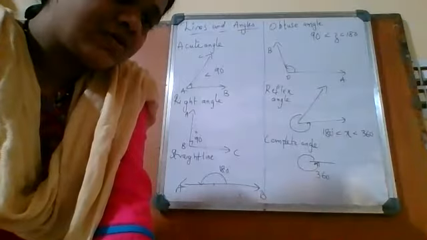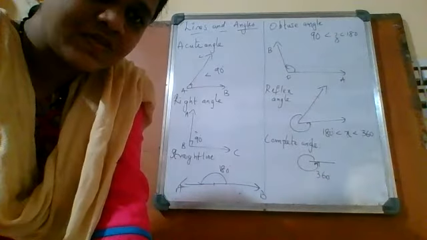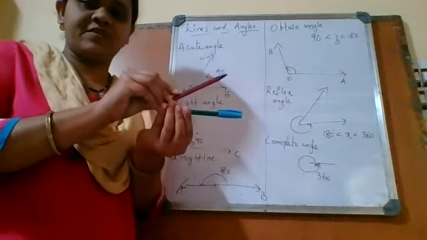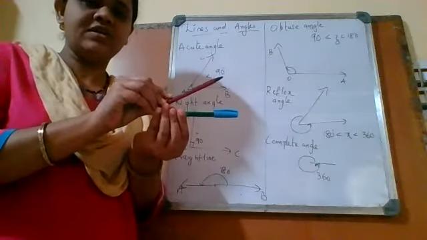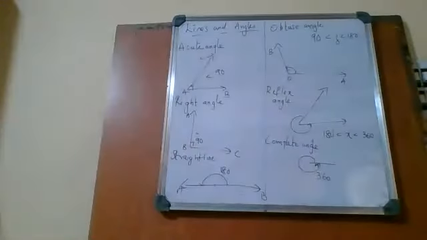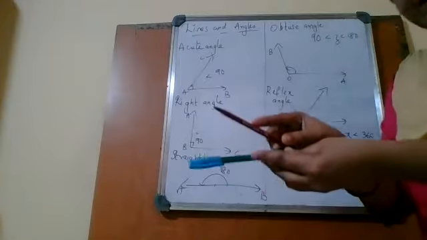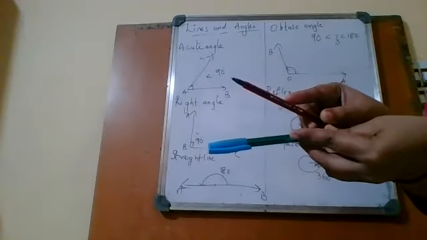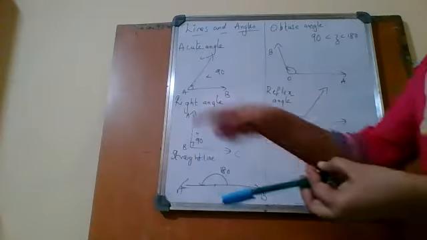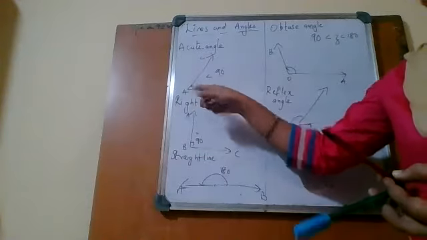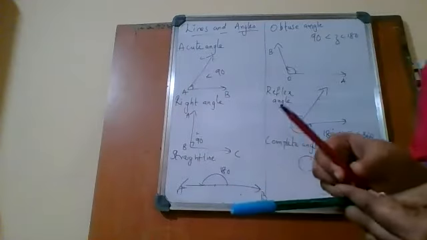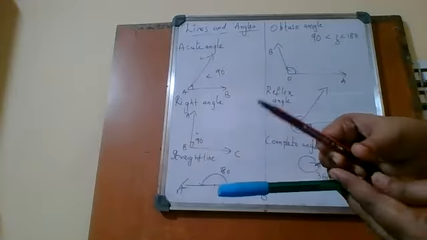So, types of angles. What are the different types of angles? We'll see with the help of these two boards. Acute angle will be in this way. This is an acute angle, which is less than 90 degrees. It may be 89 degrees also. Anything less than 90 degrees is called an acute angle.